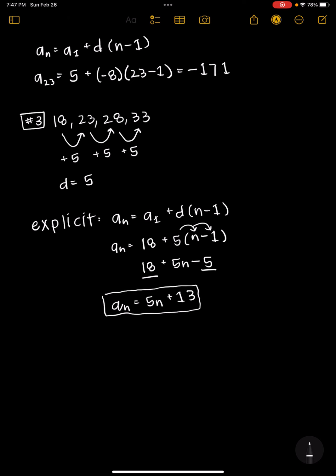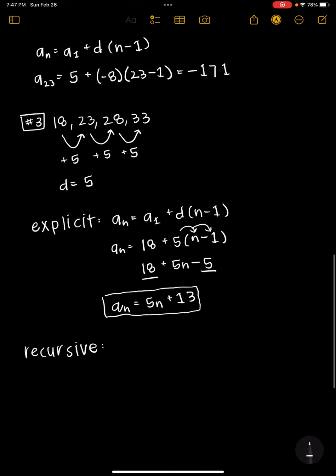Okay, now we also need to find the recursive formula. The recursive formula is not used as often because it's a little bit harder to find specific terms, but the formula is a sub n is equal to a sub n minus 1 plus d, with a sub 1 is equal to the first term.